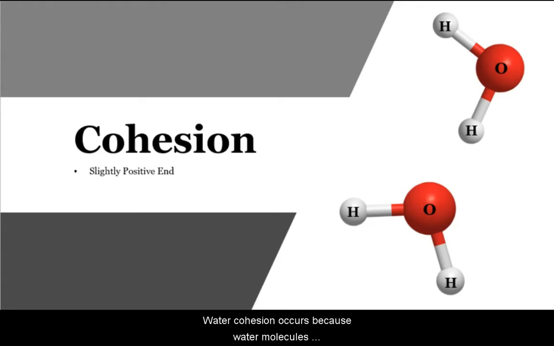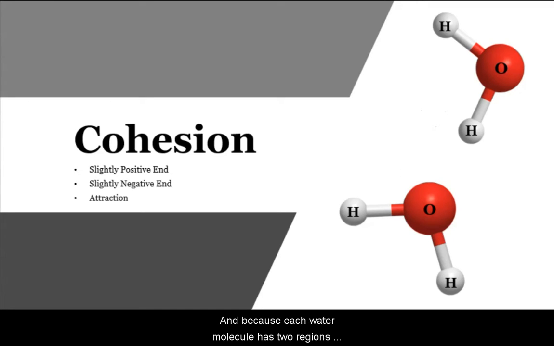Water cohesion occurs because water molecules have a slightly positive end and a slightly negative end. And because each water molecule has two regions where one region is slightly positive and the other is slightly negative, the water molecules are attracted to each other and like to stick together, which we call cohesion.